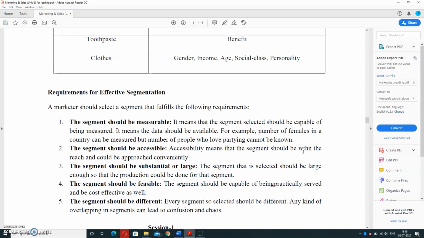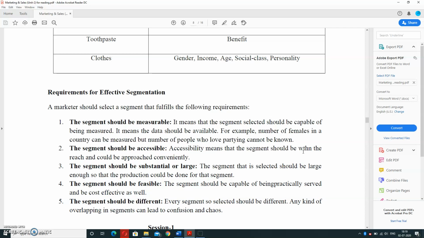Fourth, the segment should be feasible. It means the segment should be capable of being practically served. It can be implemented, and as per the cost specified, it should be effective. If the company is spending 10 lakh rupees more on production, then the company will expect 50 lakh income from the production part also. So it should be cost effective.